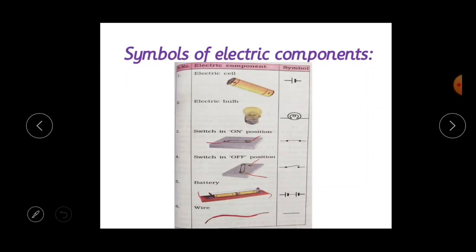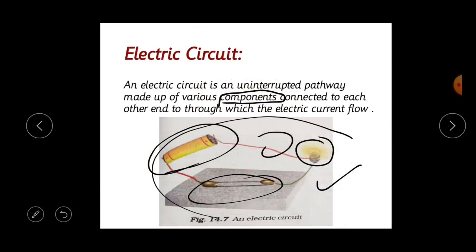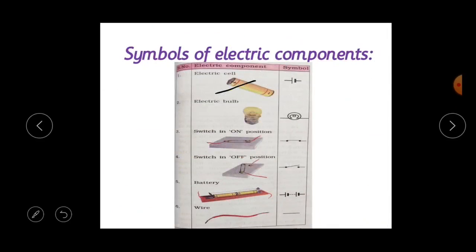Okay, why do we use this symbol instead of this electric cell? Just because, to draw the circuit diagram, instead of drawing the whole diagram like this, we can represent it in the form of a circuit diagram. I will tell you later on what a circuit diagram is. First let us know the symbols.